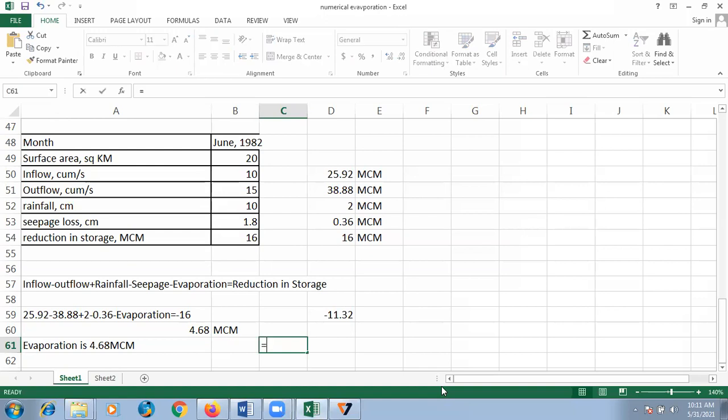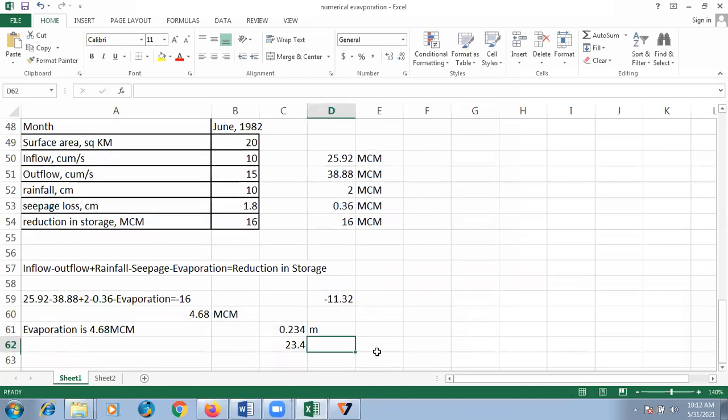I will show you here. 4.68 MCM is nothing but 4.68 into 10 to the power 6 cubic meter. Divide by the area over which it is, the surface area, that is 20 square kilometers, that is 20 into 1000 square. So this gives you the answer in meters. Suppose if you wish to convert this into centimeter, you multiply this with 100, you get 23.4 centimeter. Is this clear? Alternatively, you can express this way also. Is this clear?